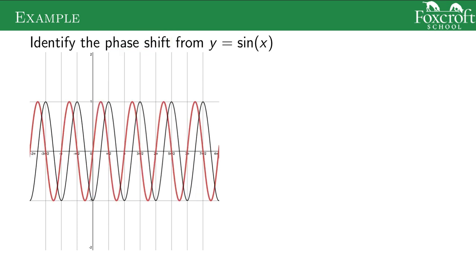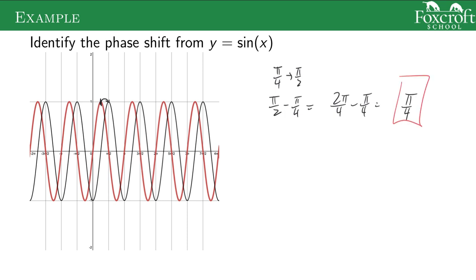What about this one? Identifying the phase shift of sine of x. Sine is the original red one, and we're going to figure out how far we have to slide this. Let's do the smallest distance. Slide this to the right to get to that one. The top of this is between 0 and pi over 4, so this point is at pi over 4. I'm going to slide it right to pi over 2. So how far do I have to go from pi over 4 to pi over 2? Well, I can just subtract them. Get a common denominator. I see it's pi over 4. So I have to slide this right, and pi over 4 is my phase shift.